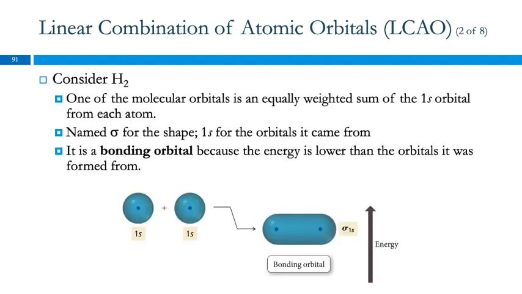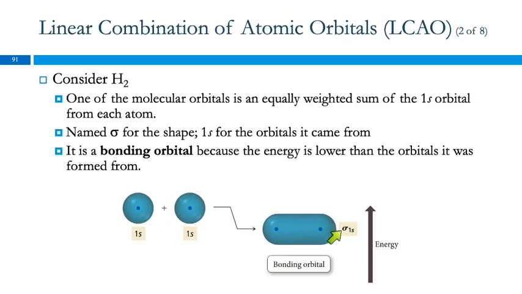Okay, so we're going to look at some very, very simple molecules here. Let's start by looking at H2, 2 hydrogen atoms. Here's our first hydrogen atom. It has an electron in the 1s orbital, and our other one has an electron in the 1s orbital. We're going to do a linear combination of these atomic orbitals. Here it would be an equally weighted sum of these orbitals, and if we add these two together, we get a shape like this.